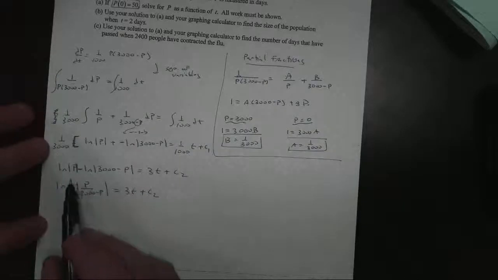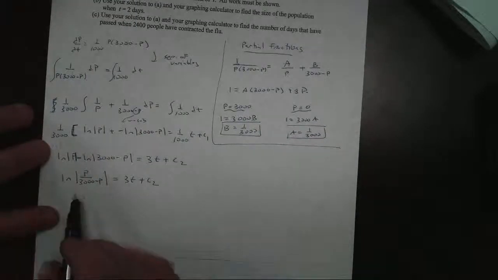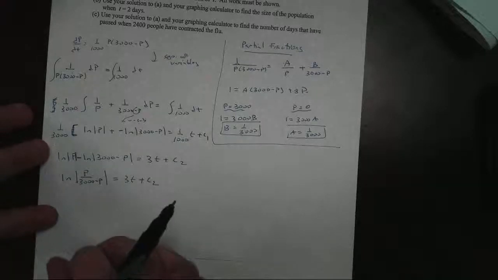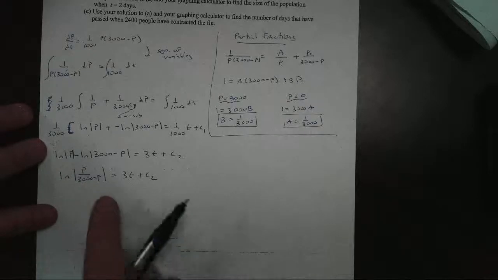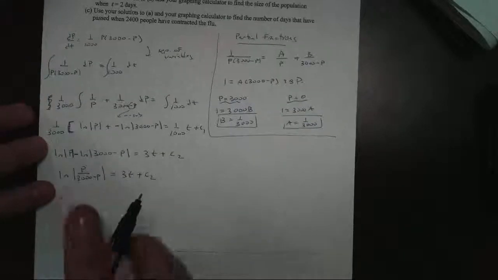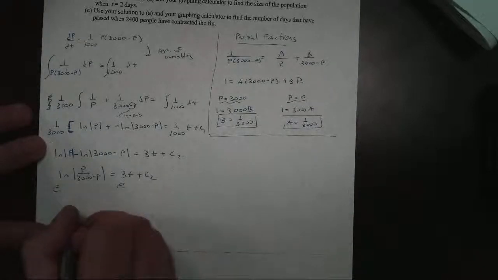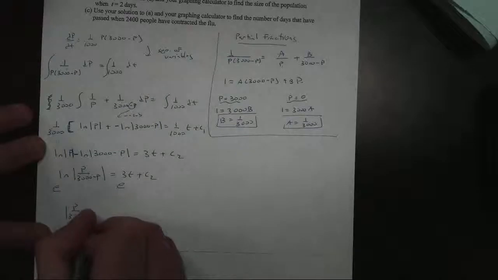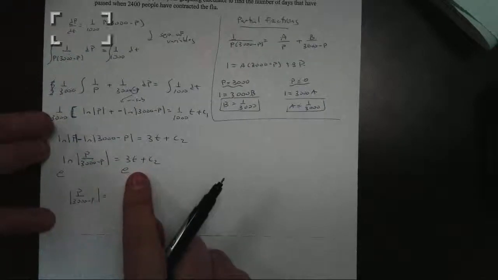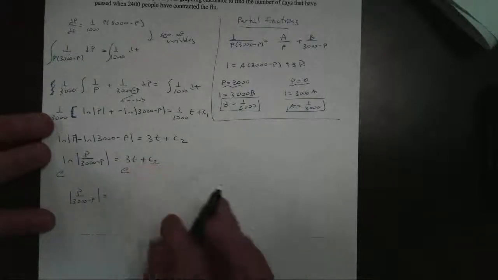Now again, call this log, don't call this ln. That's weird, okay? It's like calling sine sin. We don't want to get in trouble by the thought police here, so please be careful how you say the words. Now, we're going to exponentiate. When we exponentiate, remember, just e both sides. This just becomes the absolute value of P over 3,000 minus P equals, now, we know what's going to happen here. I know this is going to become C3 e to the 3t, but we have to show that step.